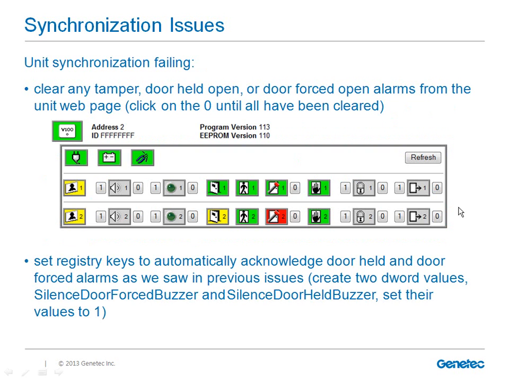The first is to log into the web page of the unit and clear any active alarms. As we've seen, keep hitting the 0 next to the door in the alarm state until it goes green and back to normal. We can also set up the system to automatically clear the door forced and door held alarms, so take a look back at the previous troubleshooting steps for the instructions on setting up the registry keys on the Security Center server. If this doesn't resolve the issue, you might want to just verify the connection to the unit as well.